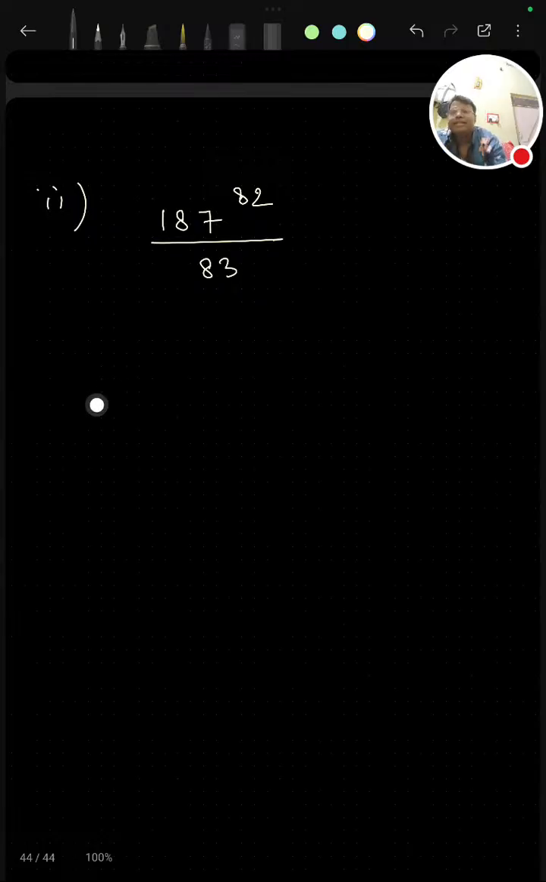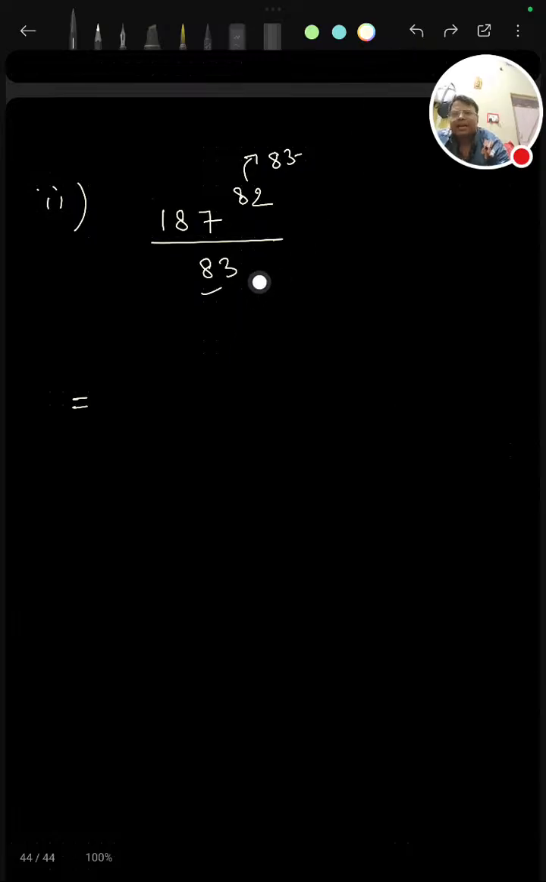Okay Logan, you can see that it is 83 and it is 82. What you can write, 82 as 83 minus 1. You can see that 83 minus 1 is also 82, and 187 and 83 are also coprime numbers. If you take HCF of 187 and 83, then it gives only HCF 1. So there is only one common factor, and it is 1.